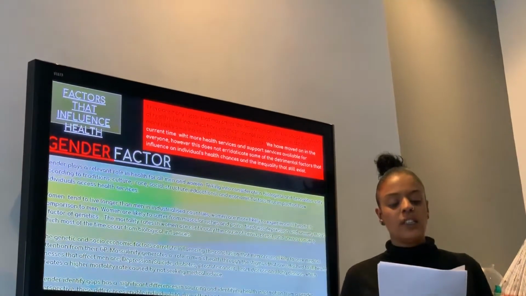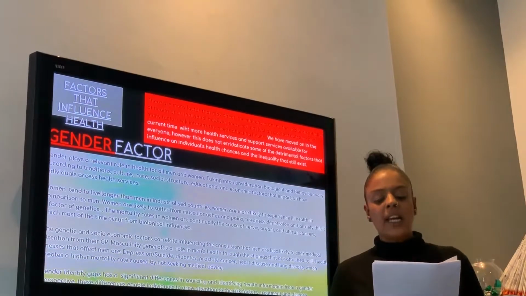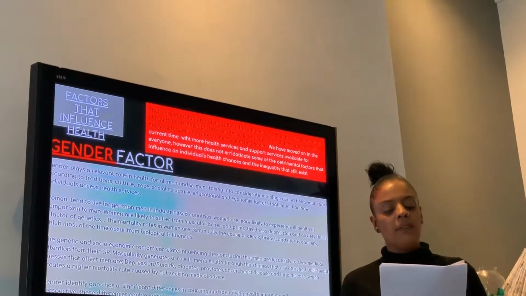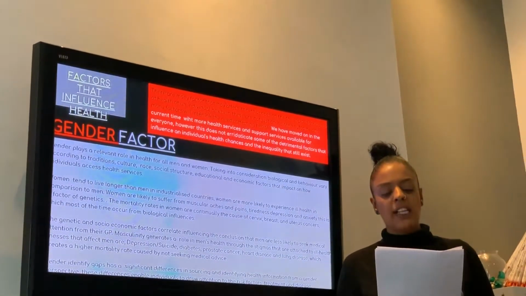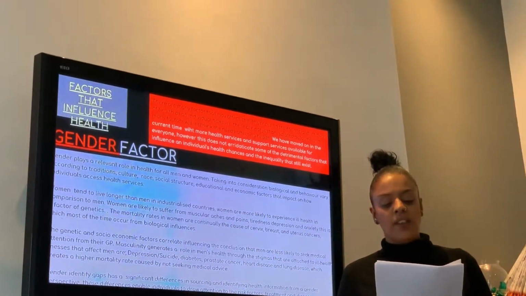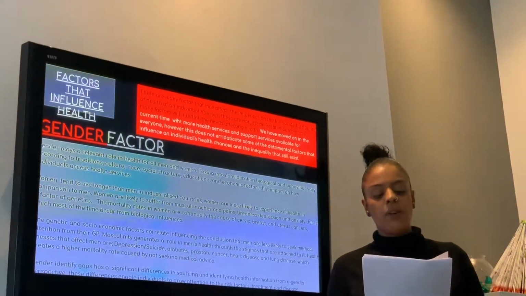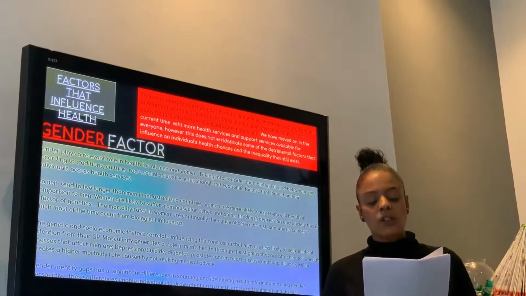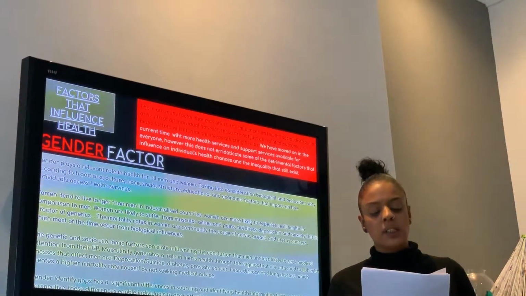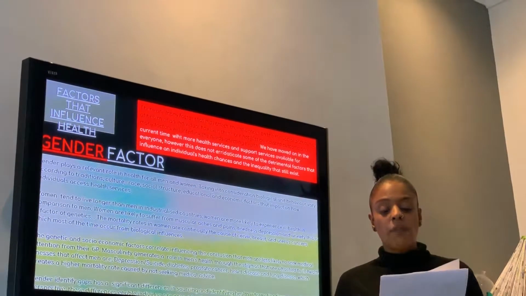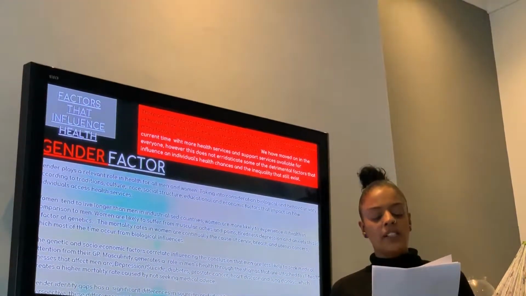Gender. Gender plays a relevant role in health for all men and women. Taken into consideration, biological and behavioural factors vary according to traditions, culture, race, social structure and educational and economic factors that impact on how individuals access health services. Women tend to live longer than men in industrialised countries. Women are more likely to experience ill health in comparison to men. Women are more likely to suffer from muscular aches and pains, tiredness, depression and anxiety. This is a factor of genetics.